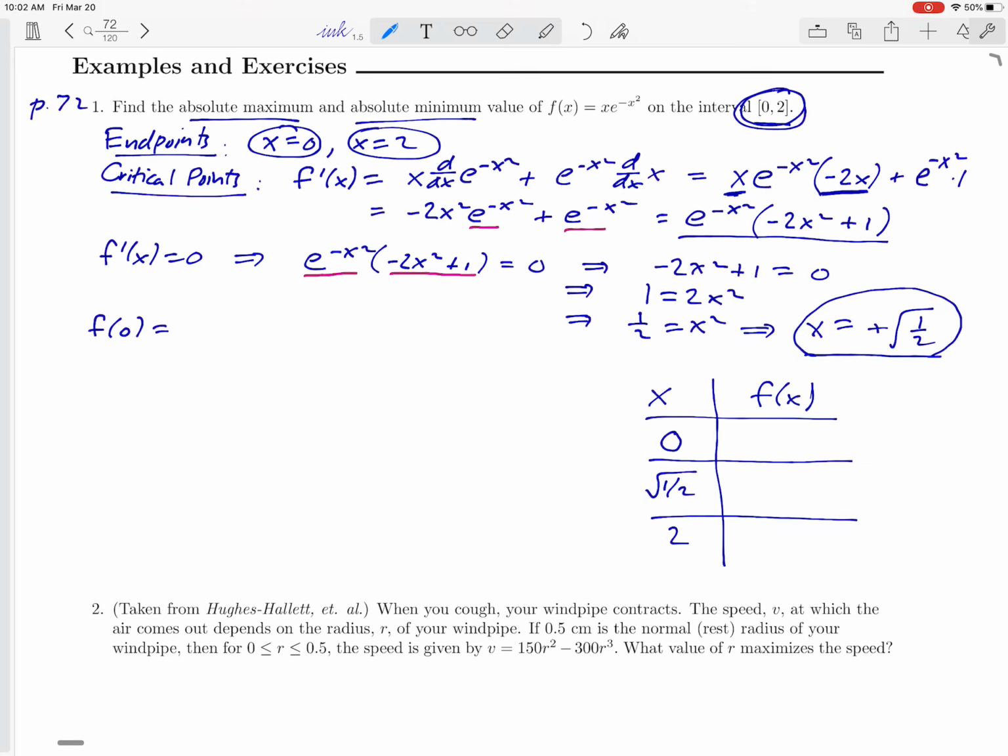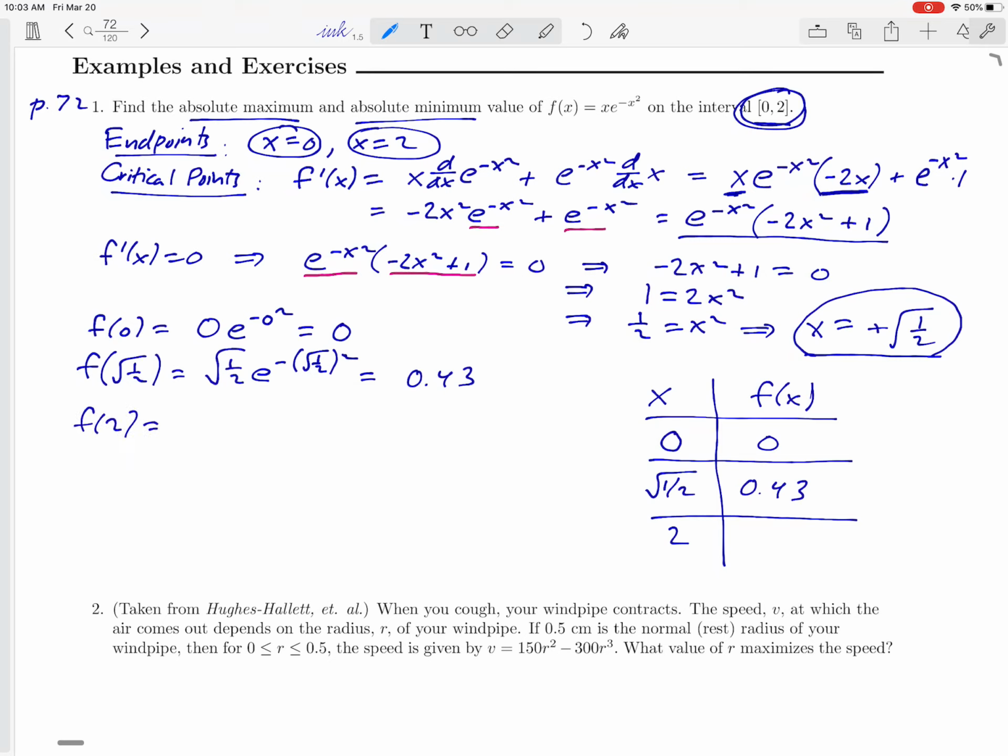So f of 0, if you plug it back into f of x, and remember that's this formula at the top of the page, we are going to get 0 e to the negative 0 squared. You can double check me. That's going to turn out just to be 0. We'll do the same thing with the other 2 points. So f of square root of 1/2. This is a little ugly to write down. You can plug that into your calculator. Make sure to be careful with your parentheses when you do that. And out should come about 0.43.